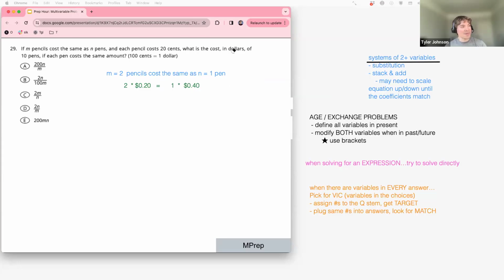The question I'm asked is how many dollars does 10 pens cost if every pen is the same amount? So if 1 pen costs 40 cents, I just scale that up. 10 pens are going to cost $4. And at that point, I have my target. Trying to find which one of these answer choices also returns 4 when I insert 2 for m and 1 for n.